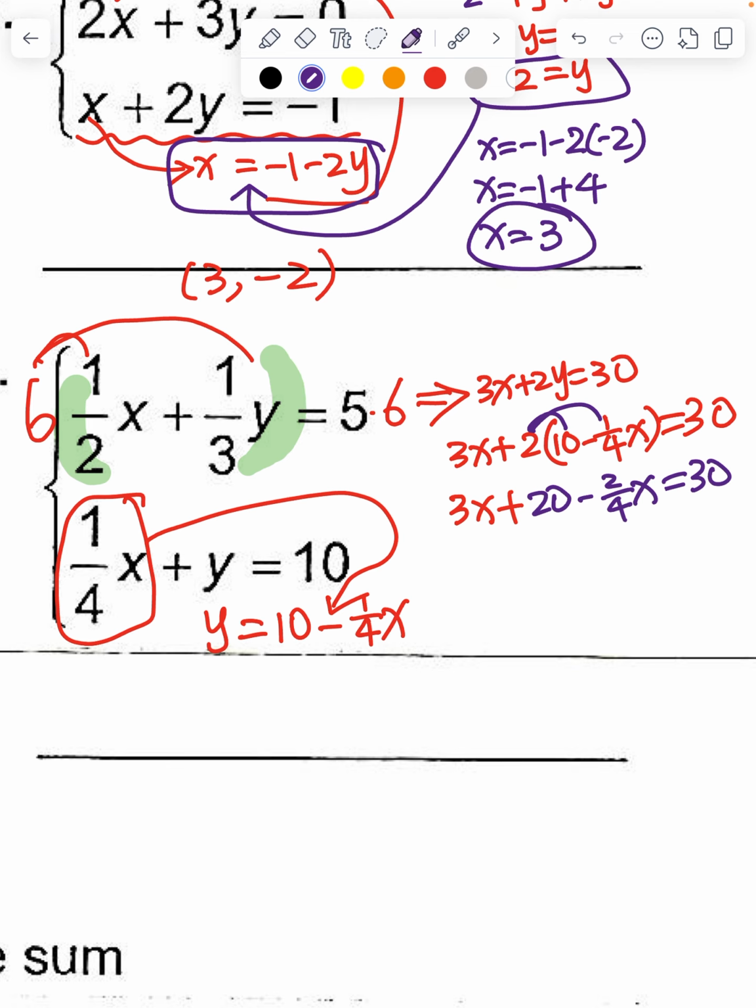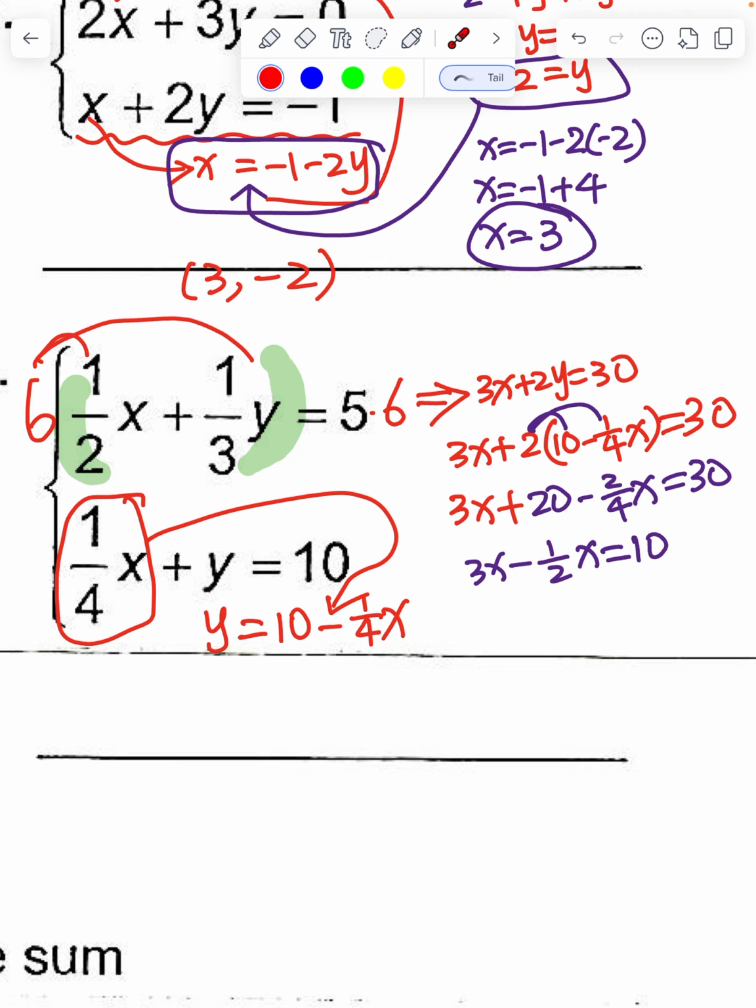Okay, I want to get rid of the 20 here. So I'm going to move positive 20 to the other side, and that's negative 20. So 3x minus, I know 2 over 4 is equal to 1 over 2 after we simplify. There's 1 over 2x equal to 10. Where does 10 come from? That's 30 minus 20, right, equal to 10.